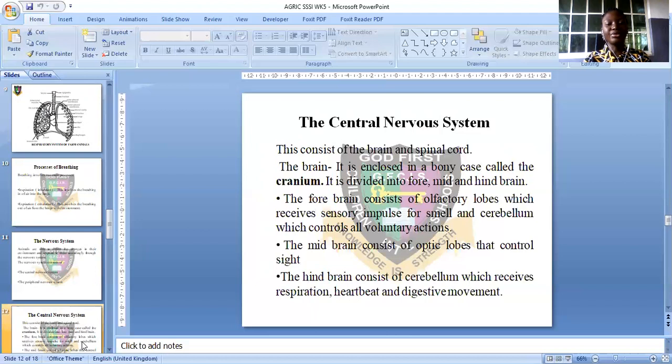Then we also have the midbrain. The midbrain consists of optic lobes that control sight, that is seeing. The midbrain helps the farm animals to see. The third part of the brain is the hindbrain, and the hindbrain consists of the cerebellum, which controls respiration, heartbeat, and digestive movement. This is the main function of the hindbrain.